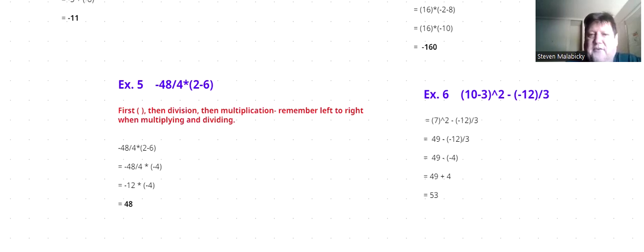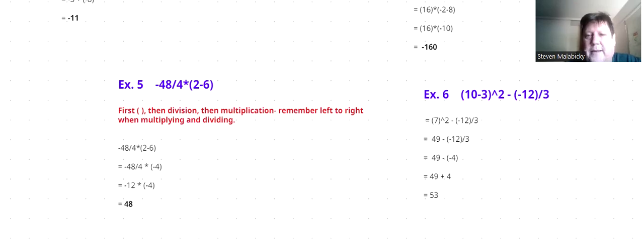And our last example, we do parentheses first. So 10 minus 3 is 7. Drop down the squared minus -12 times 3. We then do exponents. So 7 squared means 7 times 7, which is 49. We drop down all that.